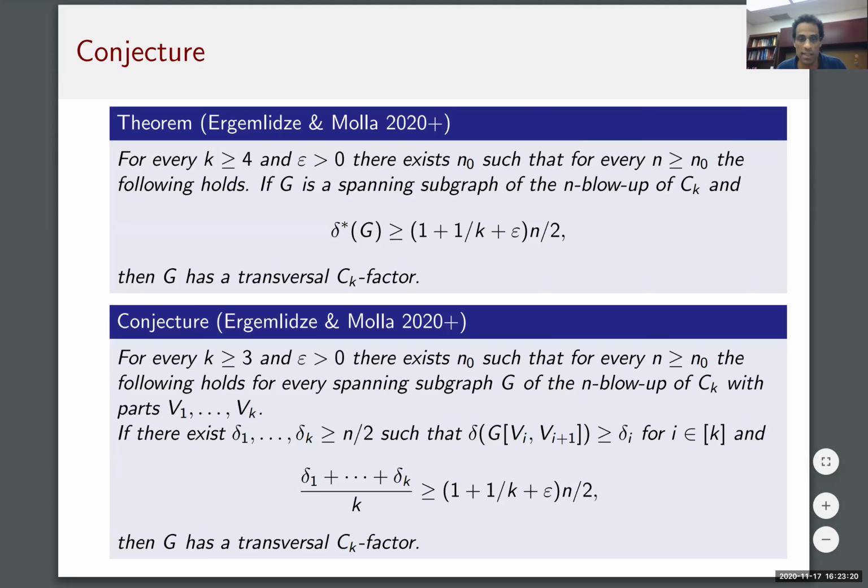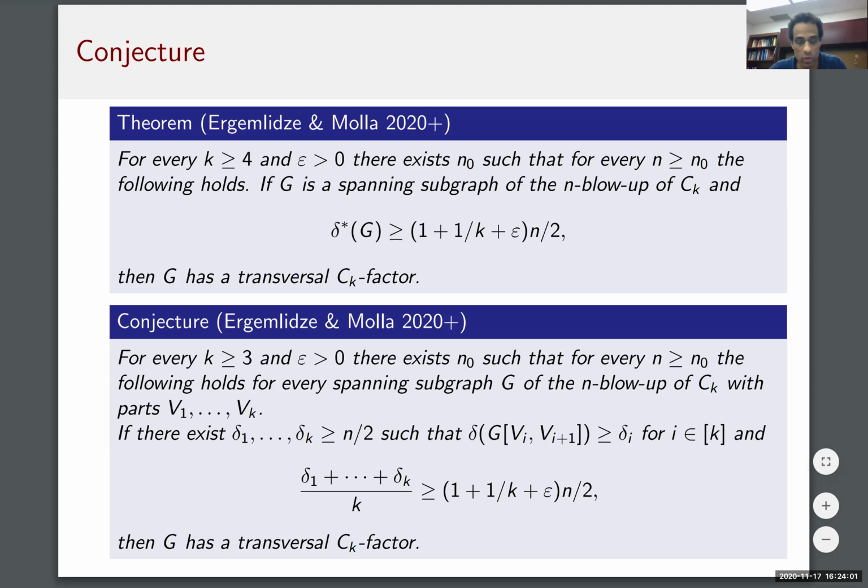Because it's not too hard to see that if you actually had a C_k factor, that would imply a perfect matching between every single, so between V_i and V_i plus 1, for i going from 1 to k. So if your minimum degree was somehow less than n over 2, then you would no longer be guaranteed to even have a perfect matching between those two parts. So you definitely need this condition here. And then besides that, your minimum degrees can vary. Okay, so that's our conjecture.